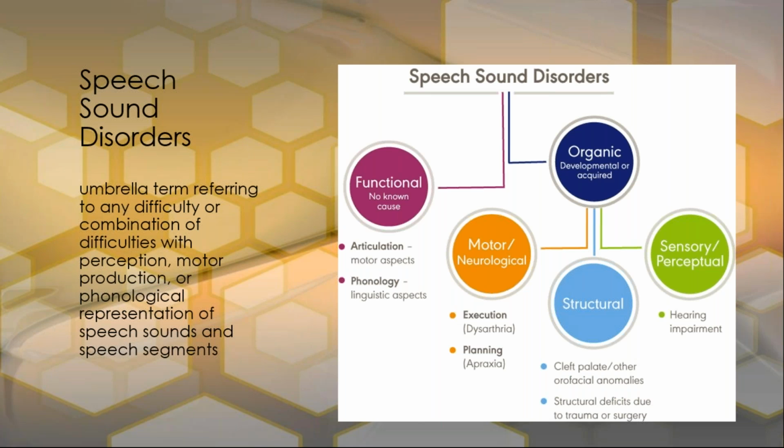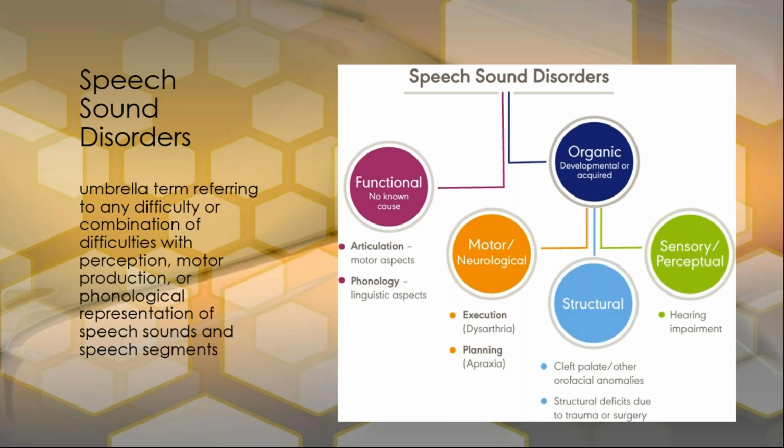So motor or neurological disorders, this could be dysarthria or apraxia. I'm going to go a little bit more in depth on these in the next couple of slides. But dysarthria is the actual physical execution of being able to say a speech sound, where apraxia is the planning from the brain to the mouth. And then you have structural disorders, so that might be a cleft lip or palate or any other orofacial anomalies that might affect a person's speech. And then any structural deficits that might be due to trauma or surgery.